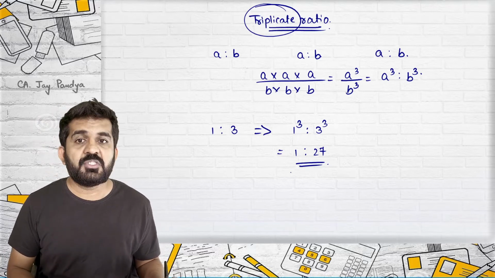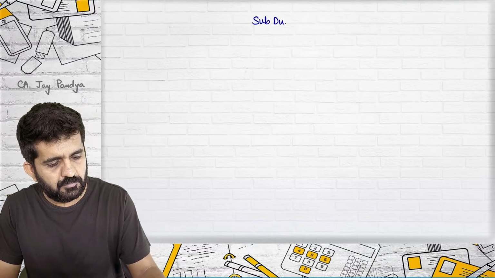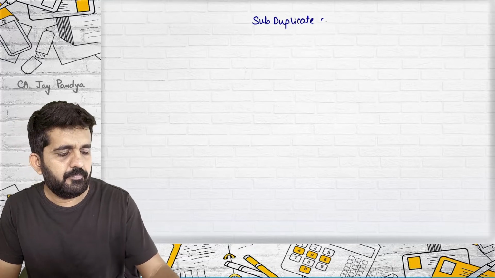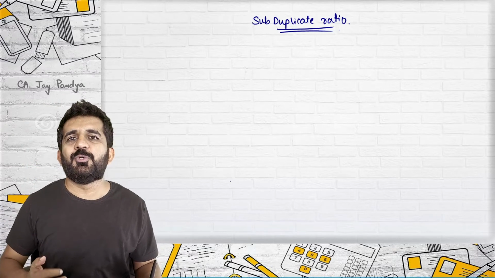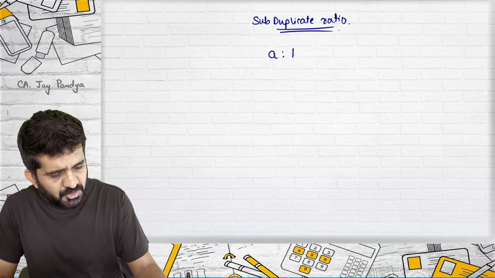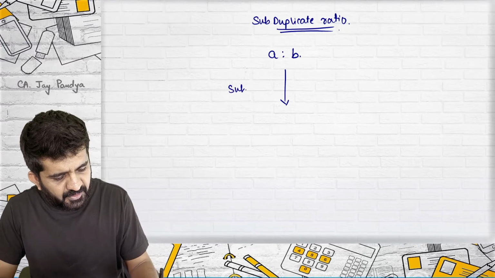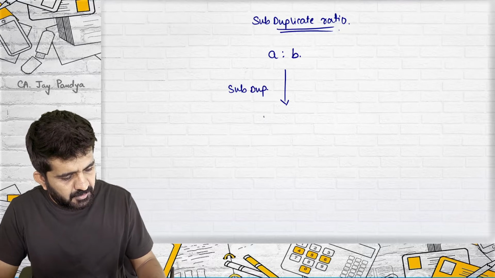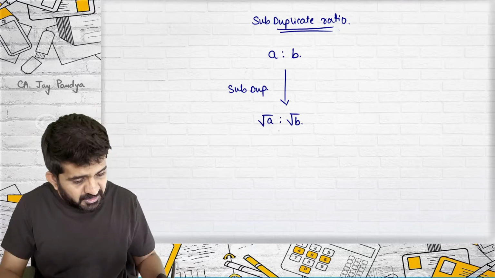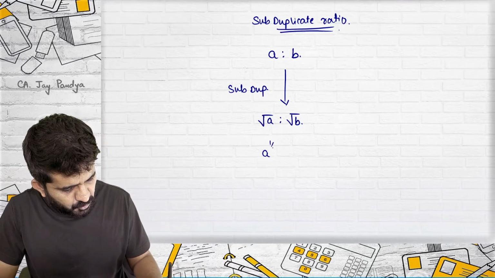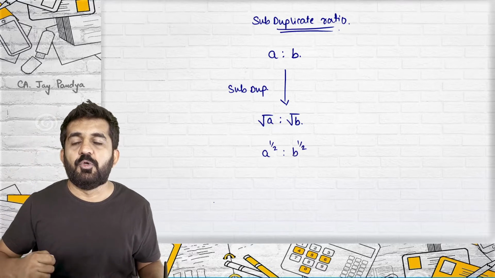We are going to learn subduplicate ratio. What is subduplicate ratio? You just need to take the square root of the ratio. If the ratio is A is to B, then subduplicate ratio of A is to B is under root A is to under root B. What is done is nothing but this: A raised to half is to B raised to half. So it is a subduplicate ratio.